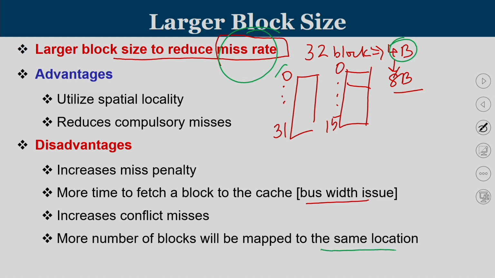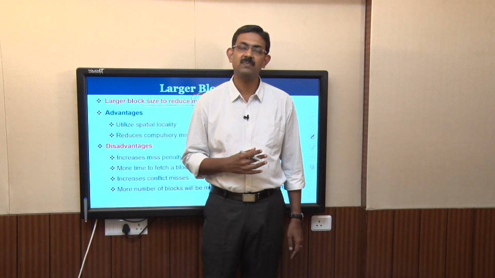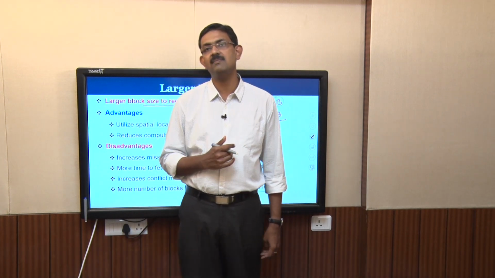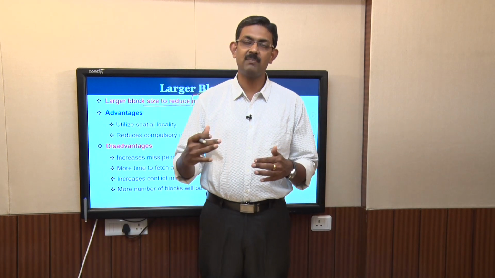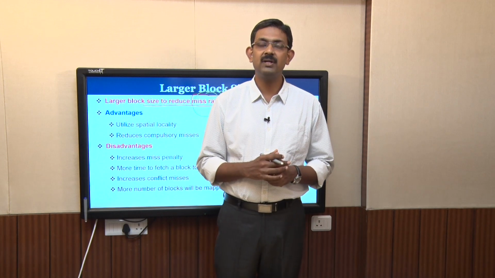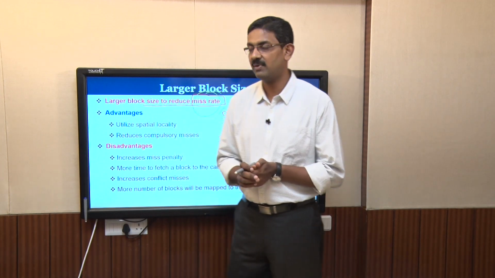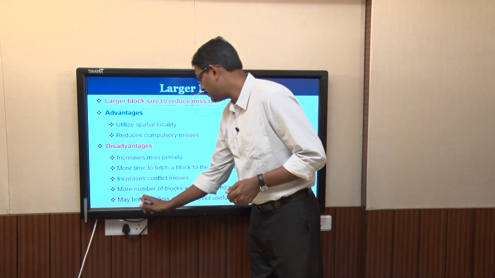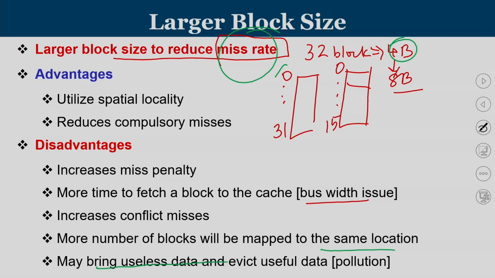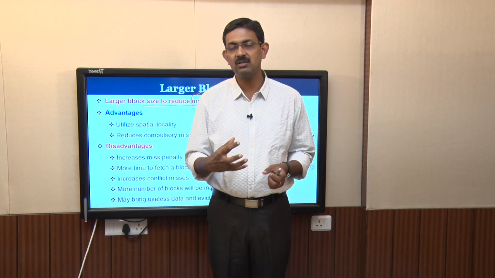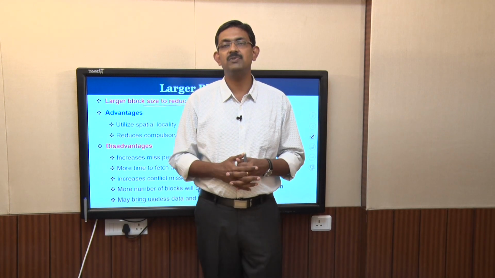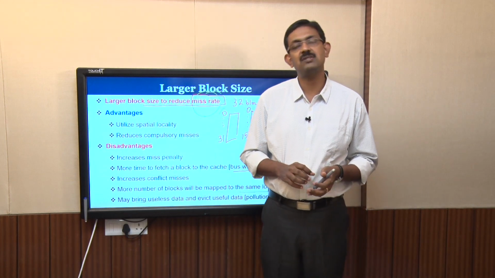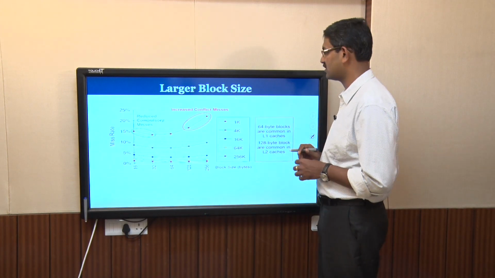So, just to summarize, when you increase the number of words in a block, or when you increase the block size, then we can reduce compulsory miss, but that will increase the conflict miss, and it will increase the miss penalty also. So, there is a point where miss penalty becomes highly predominant. So, increasing the block size can be done only to a reasonable extent. Sometimes when you increase block size, we may bring useless data and this may evict useful data, which is known as pollution. You are going to bring more words in one shot and these words may not be really used. So, you are bringing words which are not useful and leading to cache pollution. These are the issues associated with larger block size.